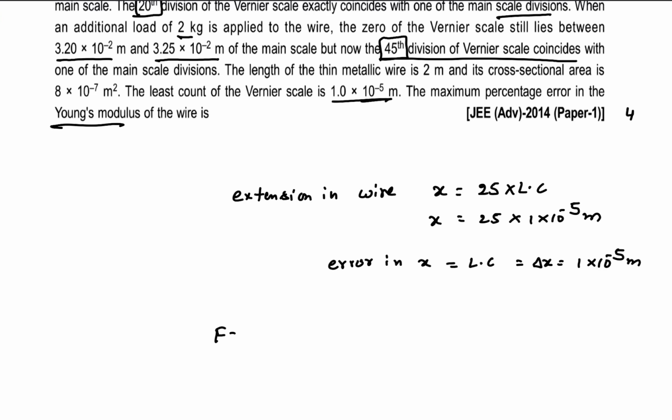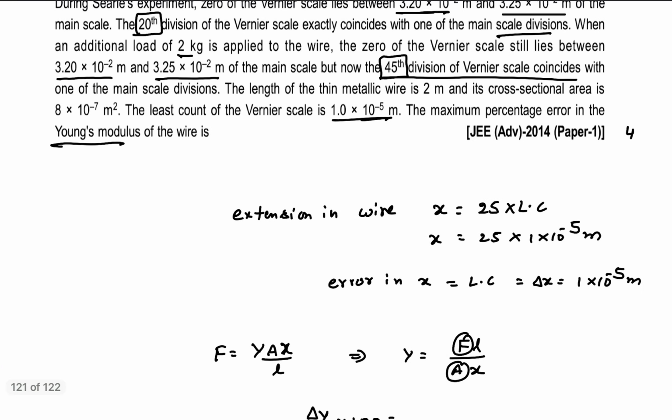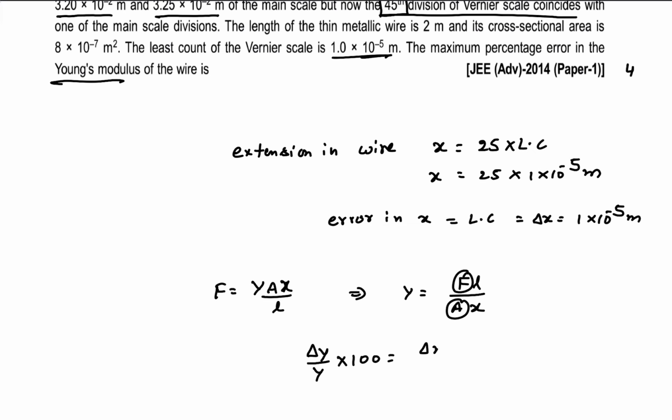So Young's modulus generally, what you write, Y is equal to F by A into L by x. So we can write it as Y is equal to FL divided by the area into x. So delta Y divided by Y into 100 is equal to, F is a normal value, A is a normal value, the only thing is x. So we can write delta x divided by x into 100. Delta x is 1 into 10 to the power of minus 5, divided by 25 into 10 to the power of minus 5, into 100. The 5 gets cancelled. Finally, you will get 4.